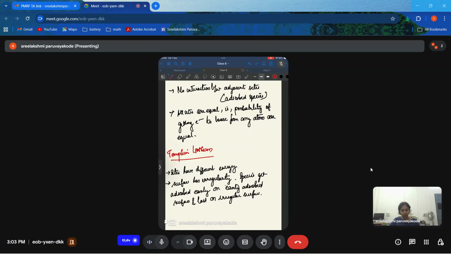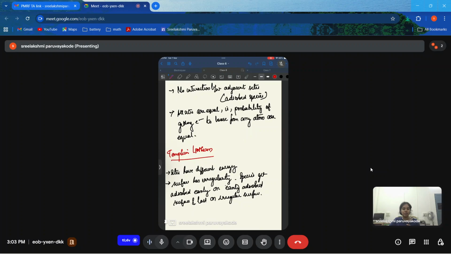Now the next one is the Temkin isotherm, which is complex. If the equation we are using gets complex, we'll be seeing it in the coming classes. According to this, the sites have different energy. They have irregularity. The species gets adsorbed early on an easily adsorbing surface, and they get adsorbed last on an irregular surface.